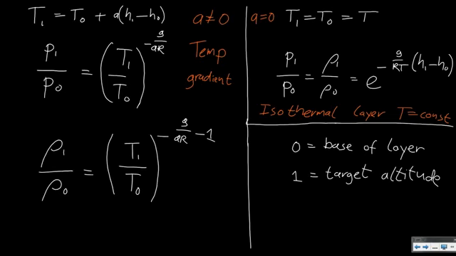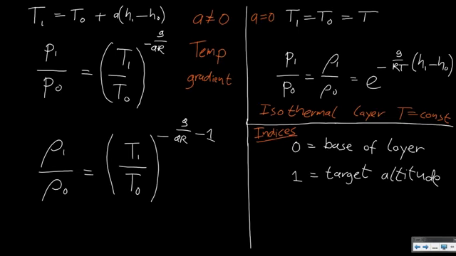Also be aware of how we use the indices. 0 does not mean sea level, but means the base of the layer. So only for the troposphere, 0 refers to sea level, but then it will always be the value at the bottom of the layer, the base of the layer. And 1 indicates the target altitude, and if we have to go through the complete layer to get to the next one, this might be the top of the layer, but if we need to be somewhere in a certain layer, then this is the target altitude.